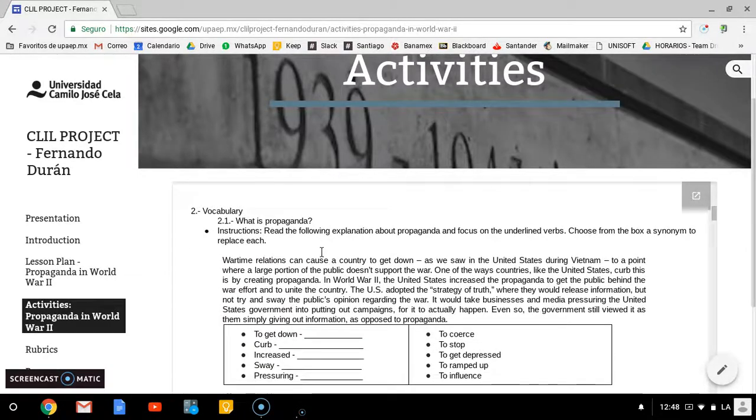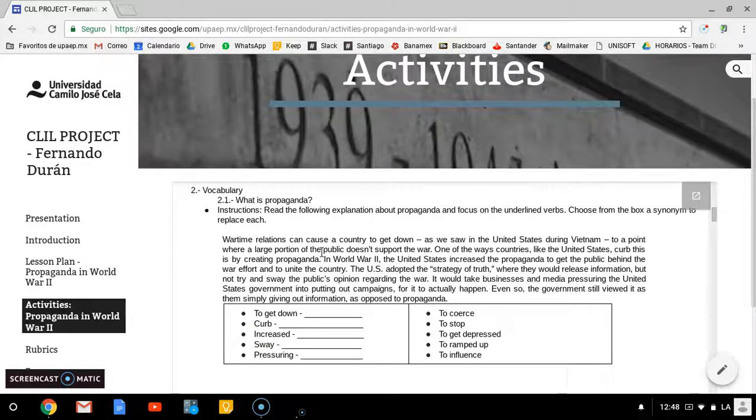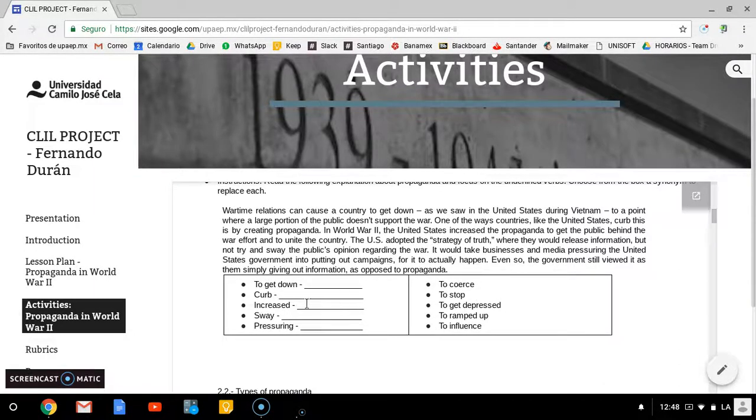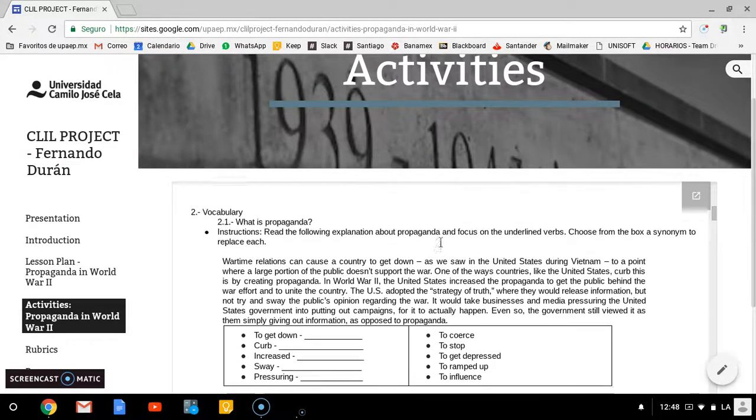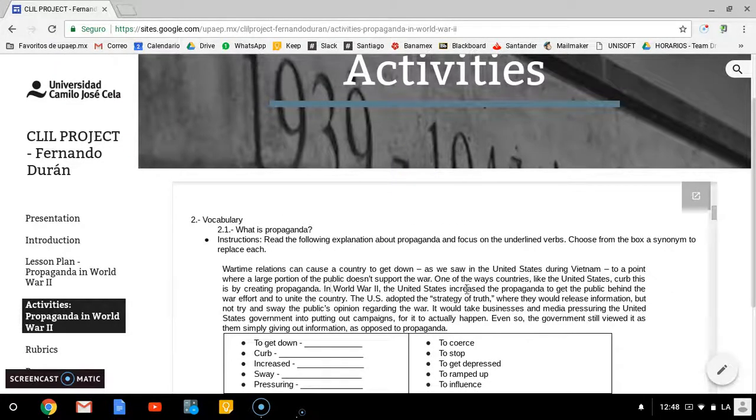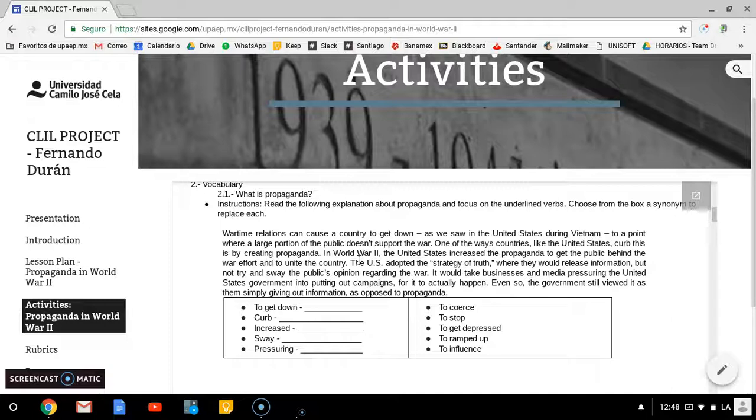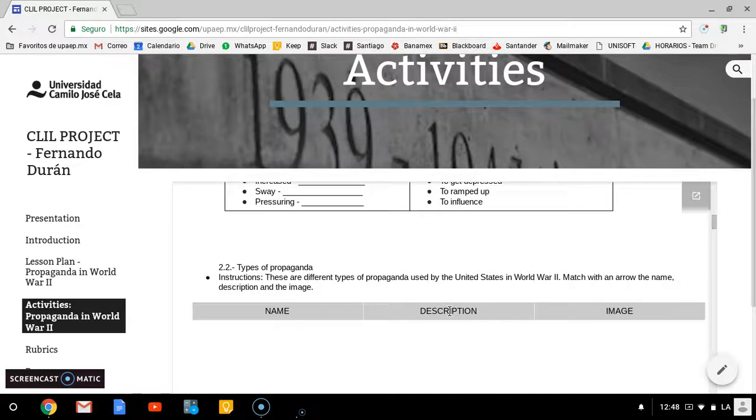Then we have 2 different activities related to vocabulary. In the first one, they have to match the synonyms, for example, pressuring, to coerce, and that way they are getting vocabulary that they can then use in productive activities. It's again a really brief paragraph about wartime, so they can get the synonym from the context, and that way increase their vocabulary, their glossary.